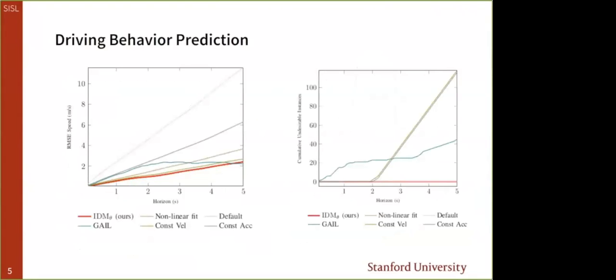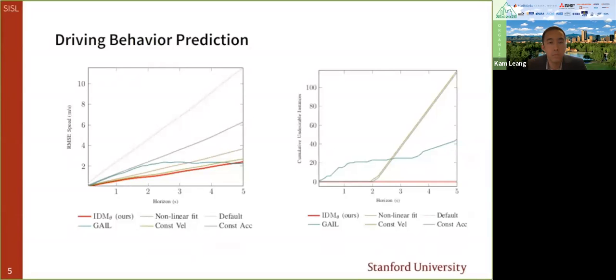We compare our driver models against both rule-based and data-driven benchmarks. In the figures shown here, default represents the IDM model with parameters published in the literature. Nonlinear fit represents IDM models with parameters extracted using nonlinear least squares fit. Generative adversarial imitation learning, GAIL, represents a black box driver model that uses deep reinforcement learning. The figure on the left shows the root mean square error in the speed of the vehicles over the simulation time horizon. Our model outperforms the others by showing the lowest RMSE.